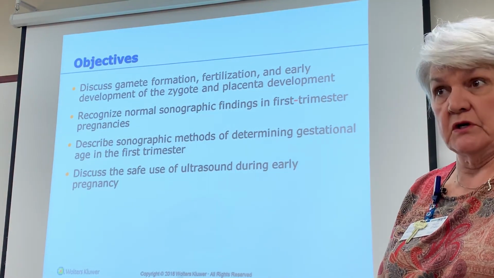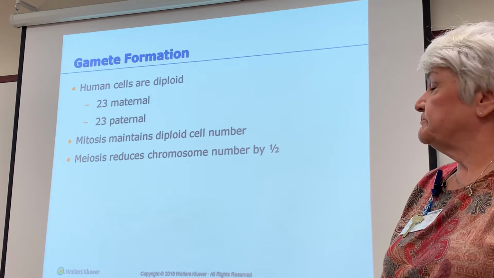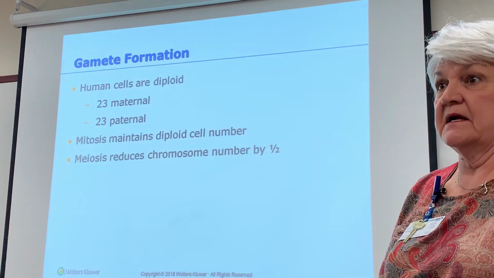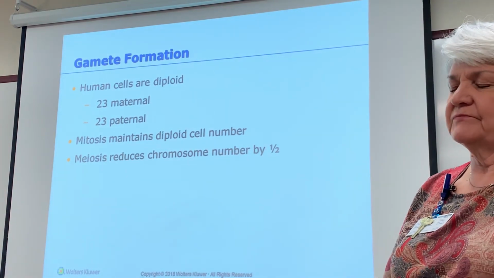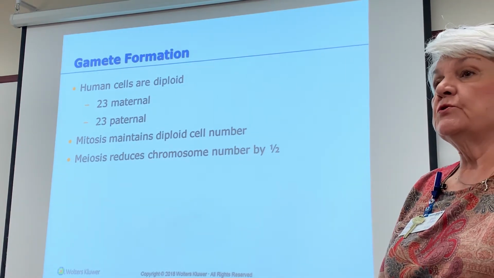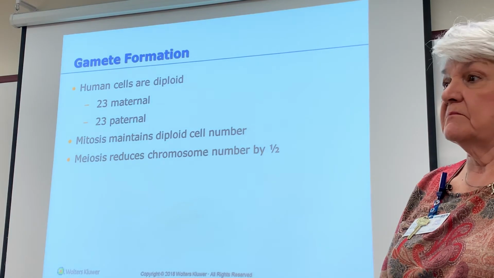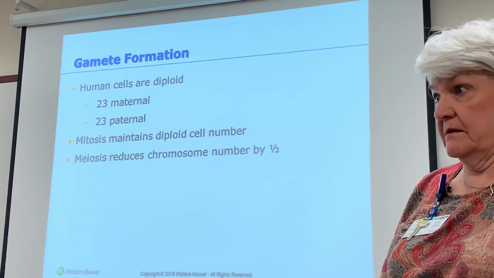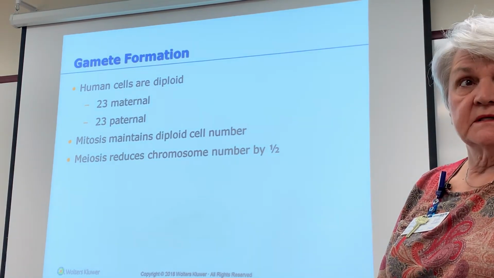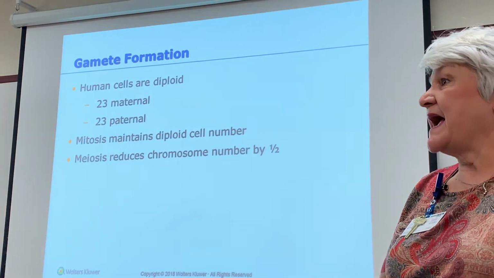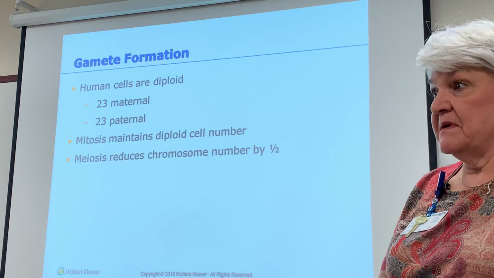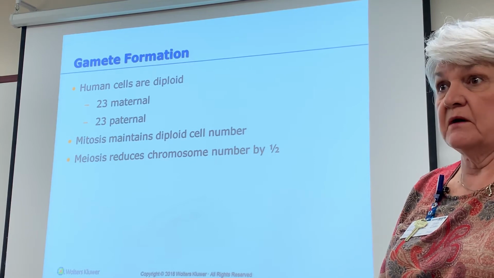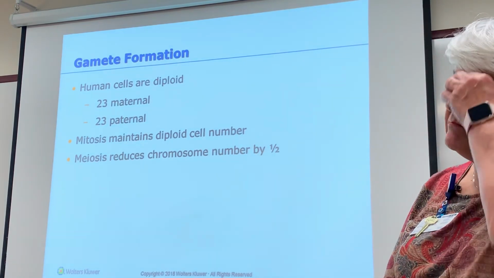Okay, or Stein-Leventhal. So now I have 46 chromosomes in my conceptus. Two of those are going to be my sex hormones. It's either going to be XX or it's going to be XY. Now, a gamete of a female is XX. The gamete of a male is XY. So it's the male sperm that will identify the sex of the baby.